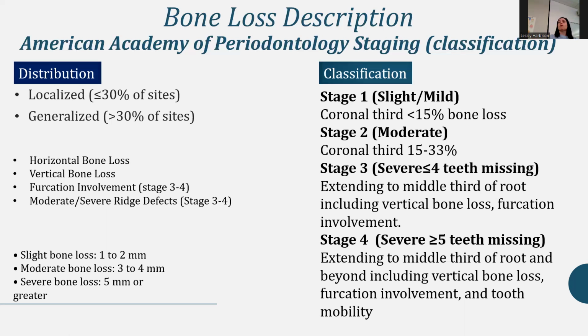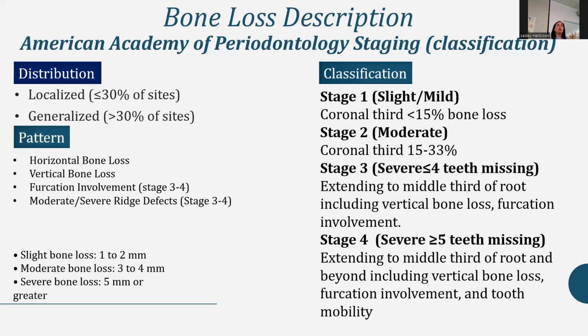Then stage 3 and 4 are anything below the coronal third. So anything below that first third of the root is stage 3 or 4. Stage 3 can involve things like vertical bone loss and furcation involvement. Stage 4 is just way more, more bad of everything. And then mobility. Sometimes we say 3, 4, like they're both bad, but if it's a really severe case, you can say that's 4 for sure. But sometimes we say 3, 4.